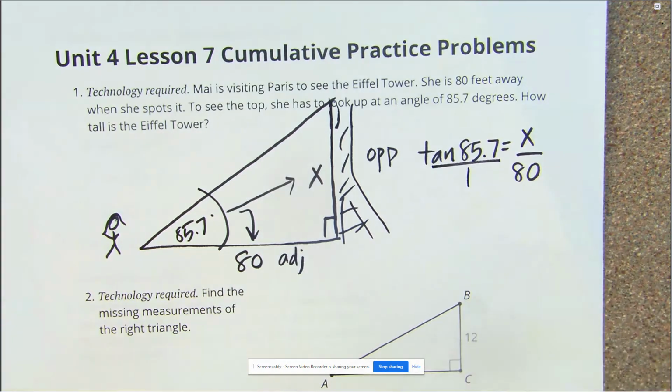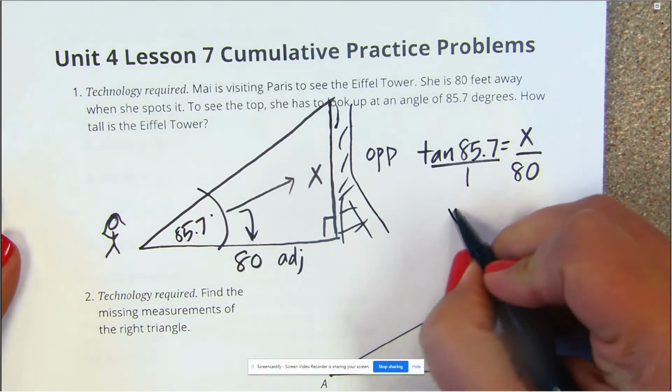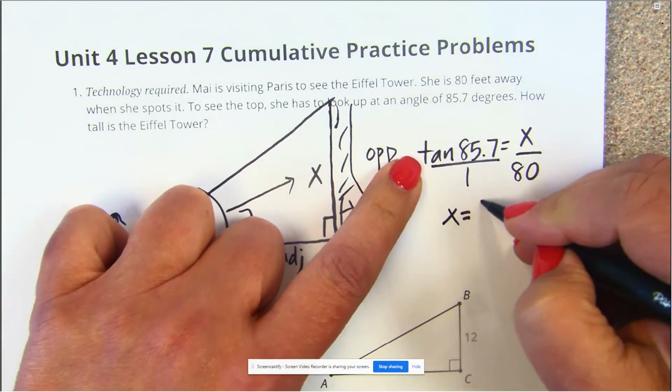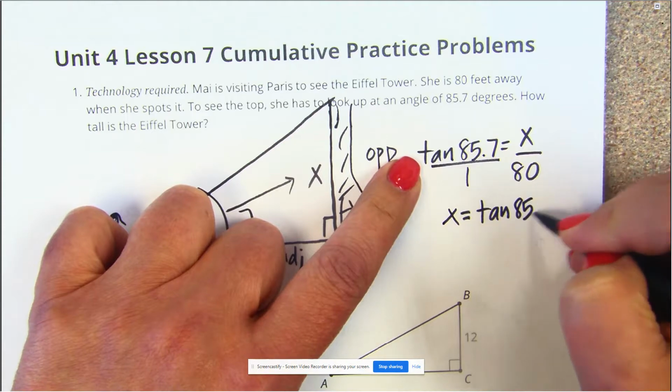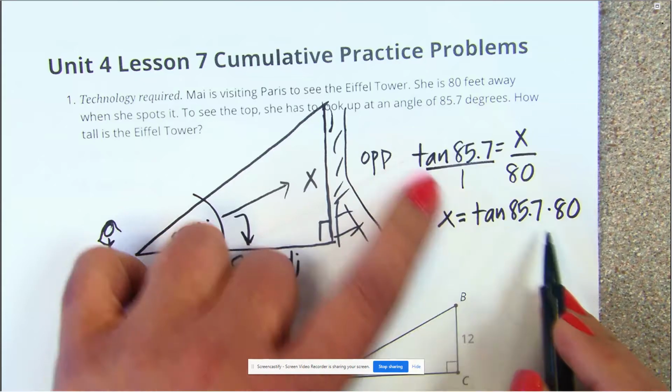One way that always works is to create a proportion out of it. Put a 1 under this and cross multiply. 1 times x is x. This is just a ratio that's been stored on your calculator. I wouldn't type it in until the very end.